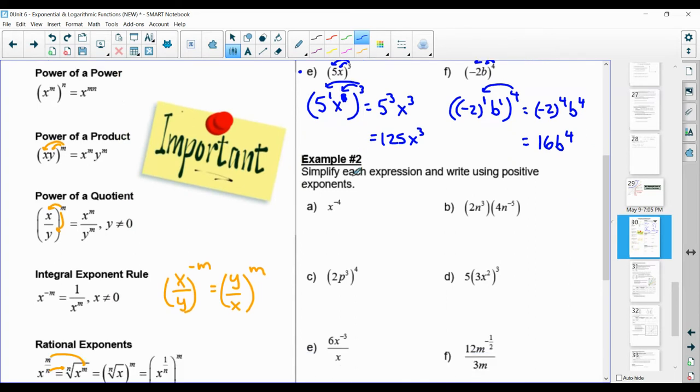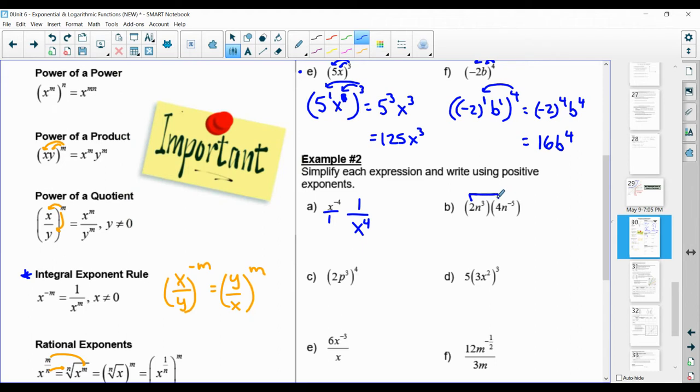All right, let's take a look at the next examples here. Example 2 says to simplify each expression and write using positive exponents. So if we get a negative exponent, we're going to use that rule right here, the integral exponent rule, that says x to the negative m is 1 over x to the m. So we're just going to flip them to the reciprocal position. So x to the negative 4 becomes 1 over x to the 4, because this is like x to the negative 4 over 1, so we just take the reciprocal.